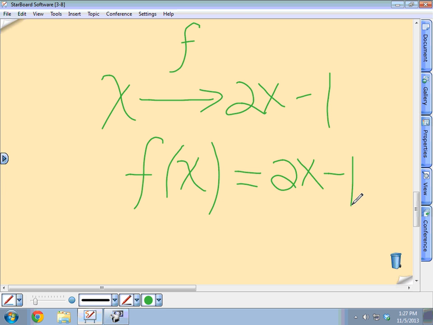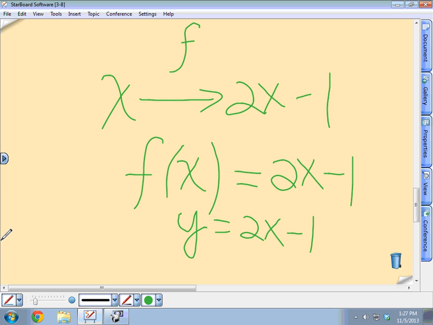Your f of x, whenever you see this, is going to be your y value, okay? This is your y, f of x. In other words, when I put something in for x, and I do the function, this is the function, when I put x into my function, I'm going to get a y. This just means that's what I'm going to get when I put it through the function. Okay? So you could translate this, y equals 2x minus 1. If you wanted to graph that, that's how you would graph it. You would graph y equals 2x minus 1.